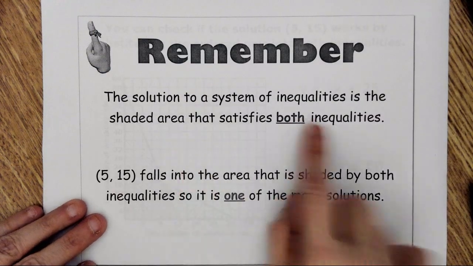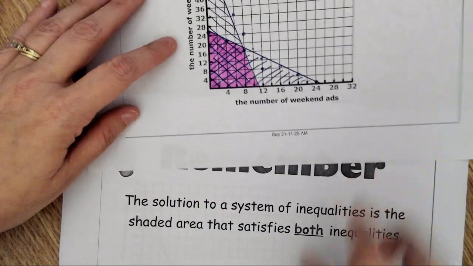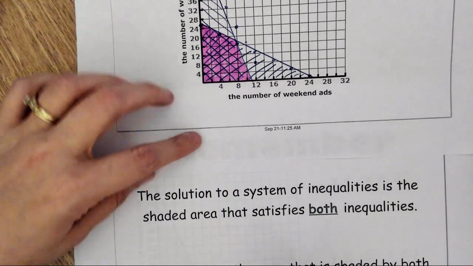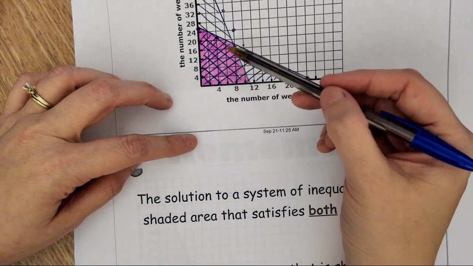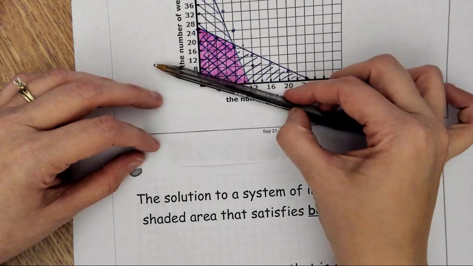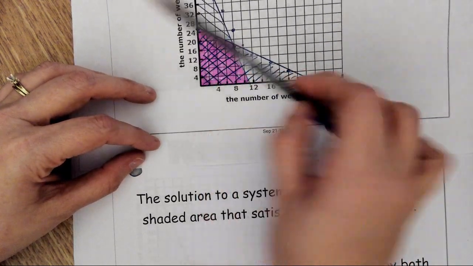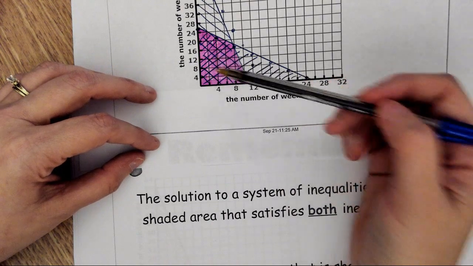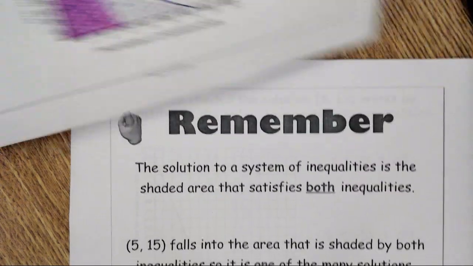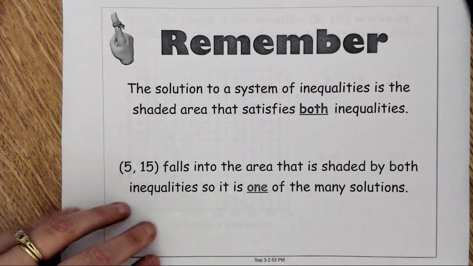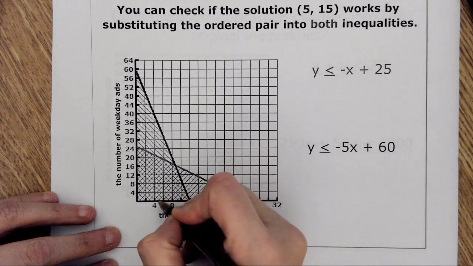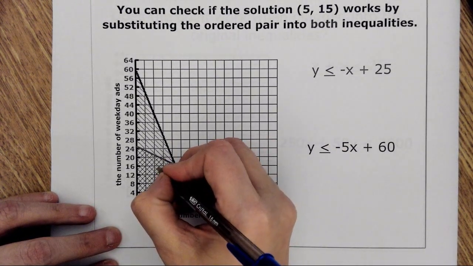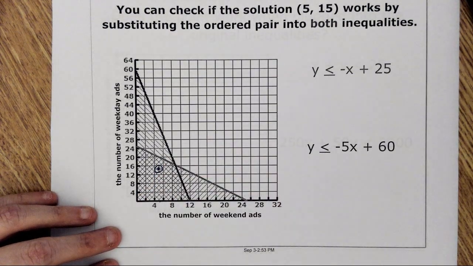So the solution to a system of inequalities is the shaded area that satisfies both inequalities. Remember on this one, anything below is going to work. For this one, anything below is going to work. And this works for both of them. So anything in that double shaded area satisfies both inequalities. So 5, 15 falls into the area that's shaded by both inequalities. So it's one of the many solutions. If I go over 5, up 15, boom, it's right there, and that is in the double shaded area.